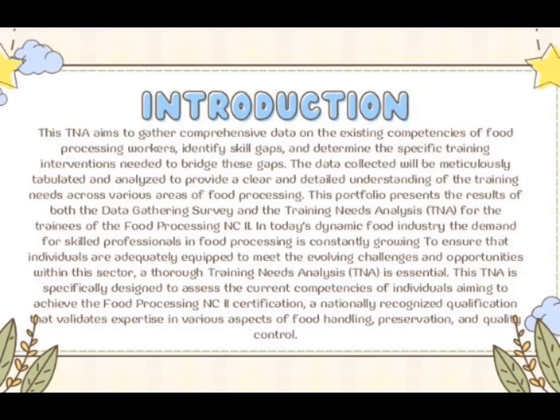This TNA is specifically designed to assess the current competencies of individuals, aiming to achieve the food processing and S2 certification, a nationally recognized qualification that validates expertise in various aspects of food handling, preservation, and quality control. We conduct a data gathering survey to the BTVT Ed FSM 3B to know the answers that they already know and do not know about food processing.